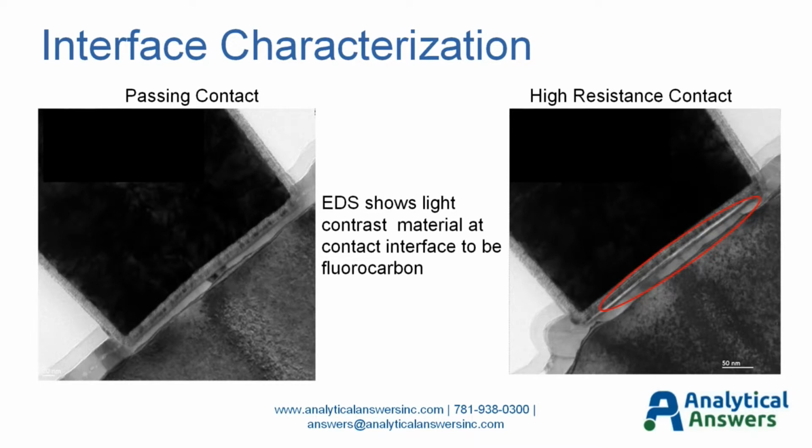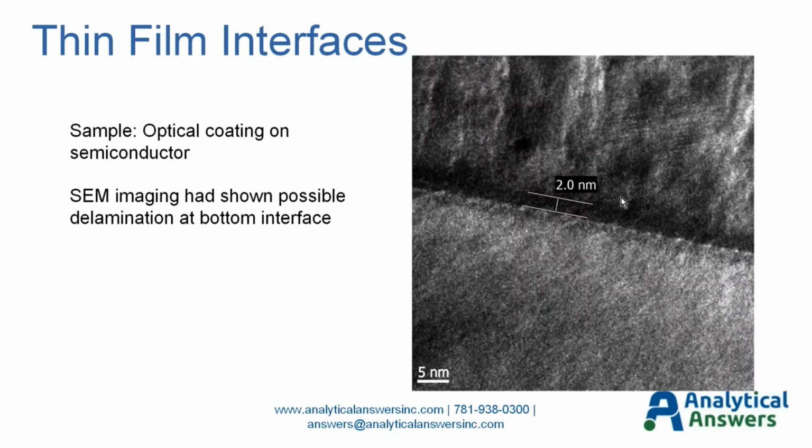This slide just shows a quick example where we have two contacts, again, in a microelectronic device, one of which shows good electrical performance, the other of which showed high resistance. And you can see in the high resistance contact, we have this additional bright layer that we don't see in the passing contact. Again, if we go and get EDS compositional analysis in this area, we see a fluorocarbon species, which could be due to an etch residue, which has given a high contact resistance in this instance. Just another example of interface characterization.